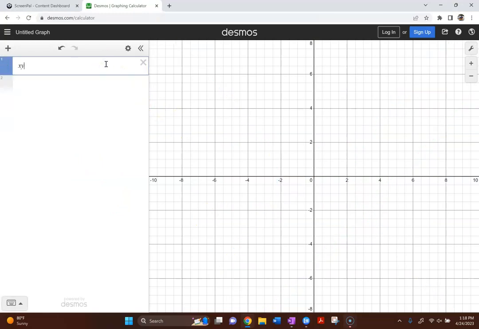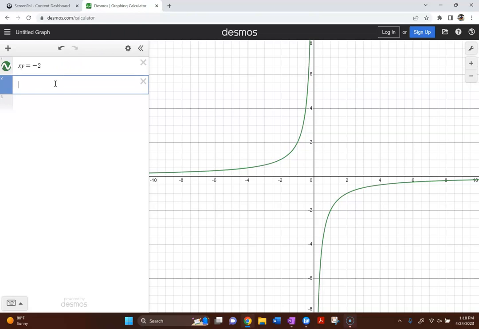First one, xy equals negative 2. In other words, y equals negative 2 over x. So it looks kind of like negative 1 over x, except it's reflected about the x-axis with a vertical stretch. And then x plus 2y equals 0, that line. You see how they hit right there, negative 2, 1. They also hit right there at 2, negative 1. So there are our two points on the graph where those two cross. All right.